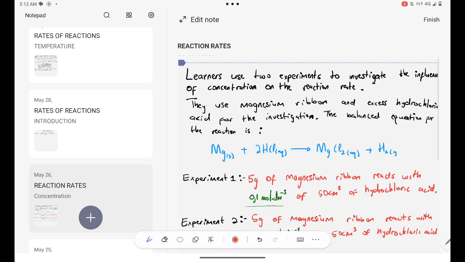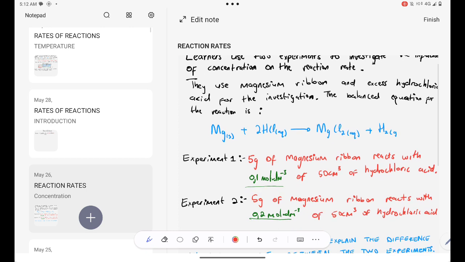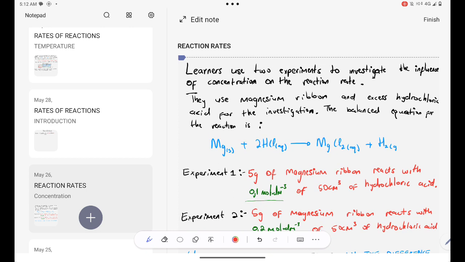We are told that learners used two experiments to investigate the influence of concentration on the reaction rate. They used magnesium ribbon and excess hydrochloric acid for the investigation. The balanced equation for the reaction is given below. Already we are told that our hydrochloric acid is in excess. That means the limiting reagent is our magnesium ribbon.